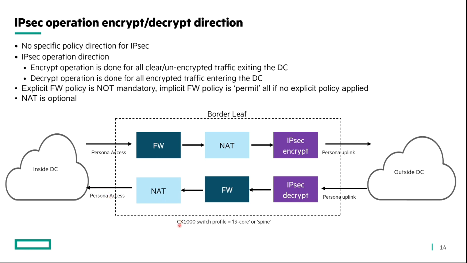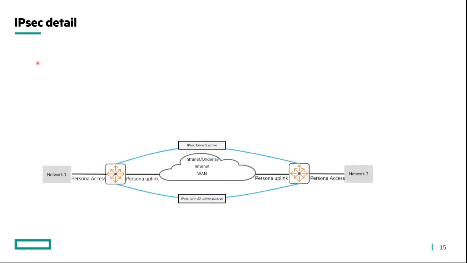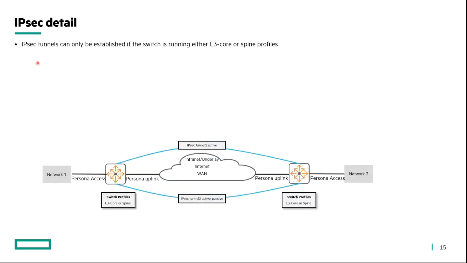Just a couple of points down here, the CX10000 switch profile, which is a CLI configuration, has to be layer 3 core or spine. Just make a note of that. So a bit more detail on the IPsec process. IPsec tunnels can only be established if the switch is running either layer 3 core or spine profiles, as I mentioned in the previous slide.